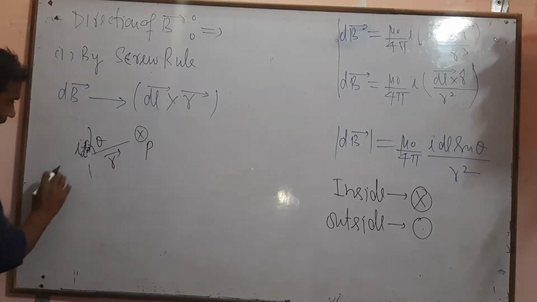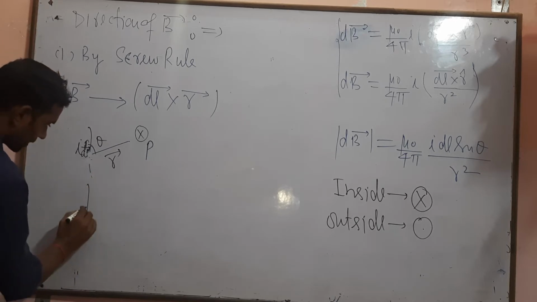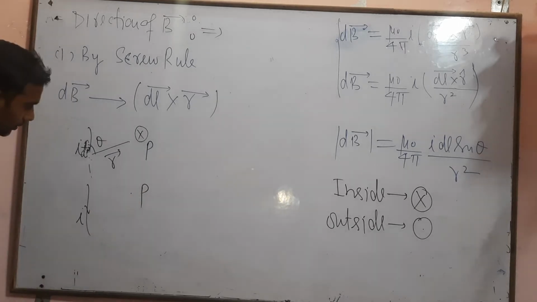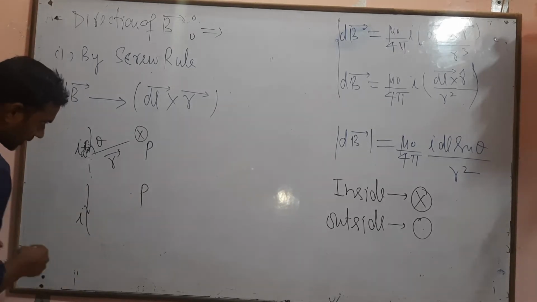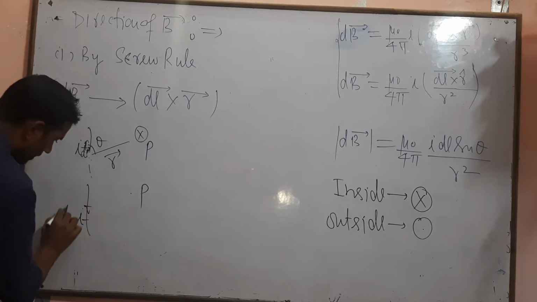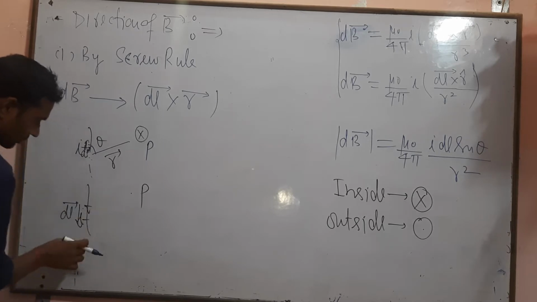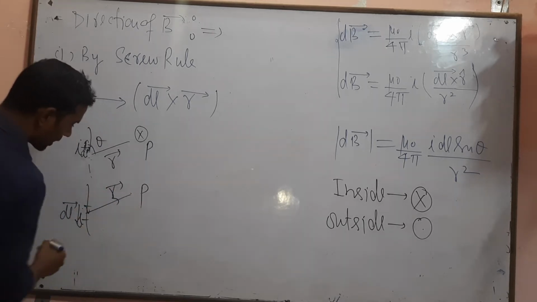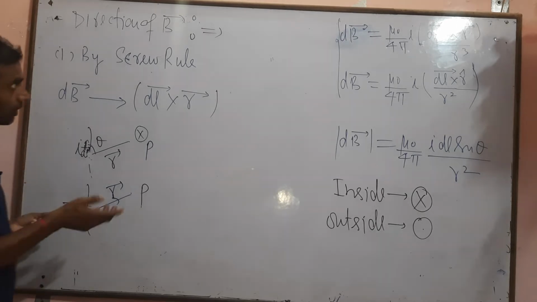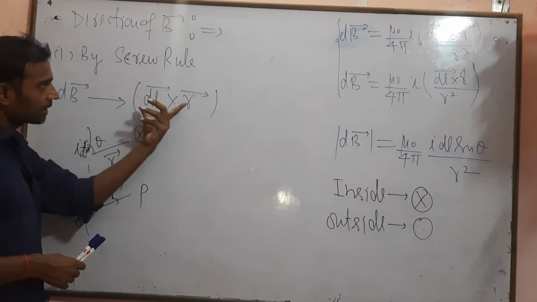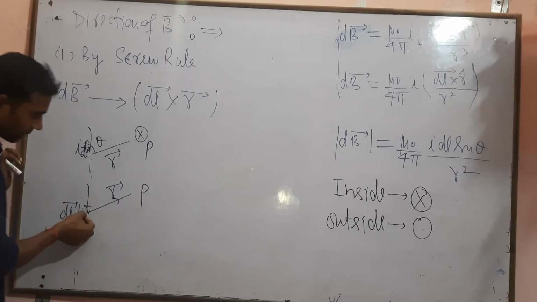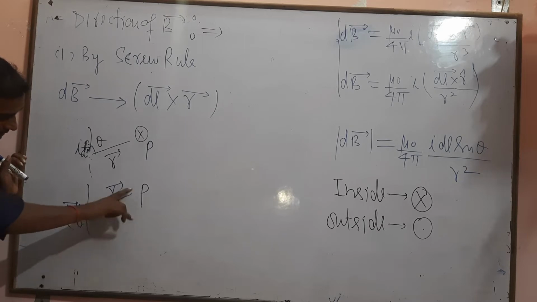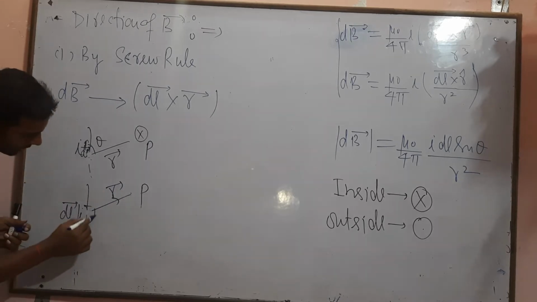Now if we change the direction of current, and we need the magnetic field at point P, we take the dl vector downward, because the current is downward. And r will be this. According to the screw rule we are applying dl cross r, and this is the dl cross r vector in this situation.